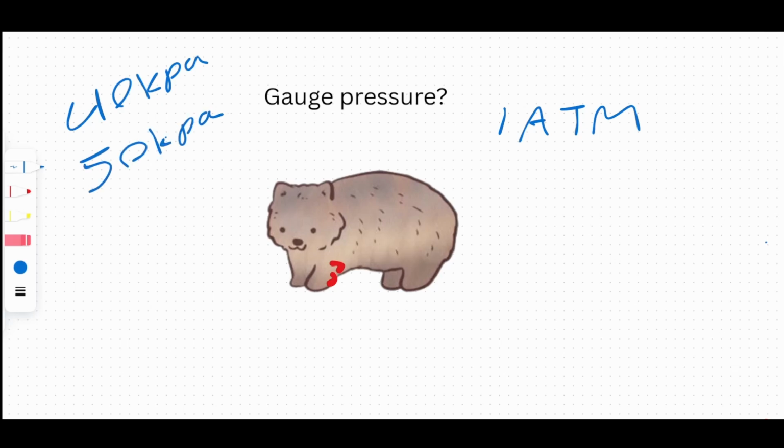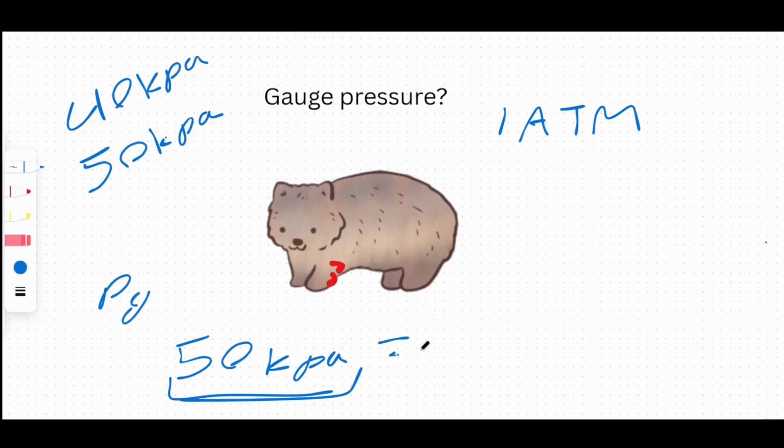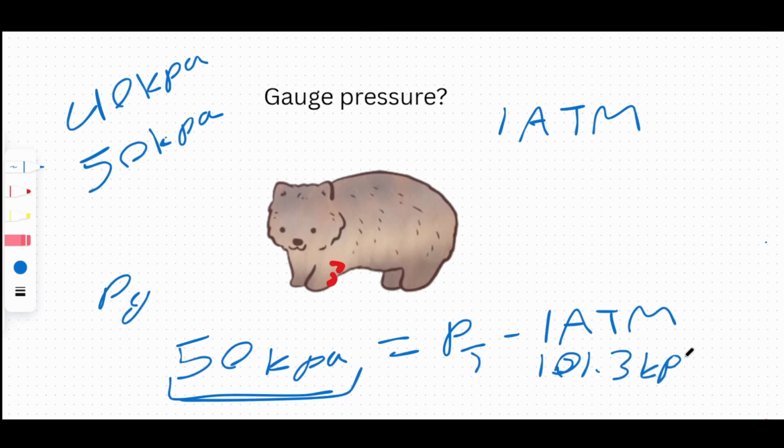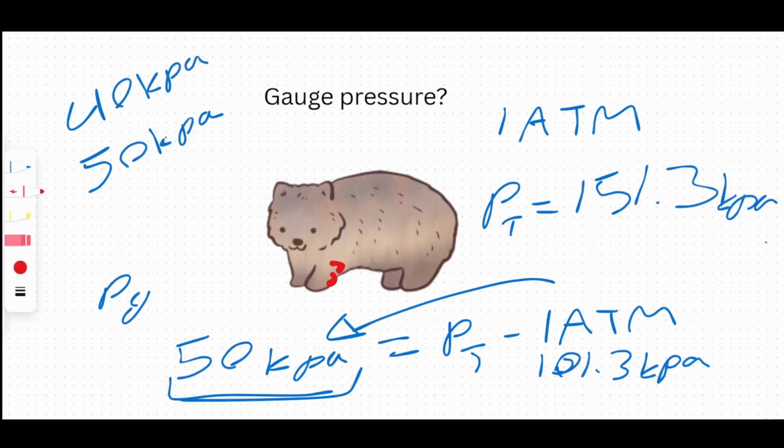Let's start setting up our equation. We know that the difference between the atmosphere around him and the total pressure inside is 50 kilopascals, right? And so that's going to be our gauge pressure. And that's going to be equal to his internal pressure minus the 1 atmosphere outside. And we know that 1 atmosphere is equal to 101.3 kilopascals, right? Using some simple algebra, we can rearrange that. Then we know that the total pressure inside the wombat needs to be 151.3 kilopascals. And then he explodes.